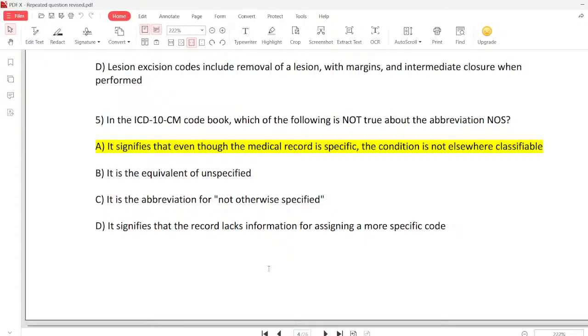Next is ICD-10-CM code book related. NOS. Okay, not true about the abbreviation. So it signifies not true. We want the false answer. Here they have mentioned not true, so take the false answer. It signifies that even though the medical record is specific, the condition is not elsewhere classifiable. Okay, so this is the correct answer. Clear, guys?